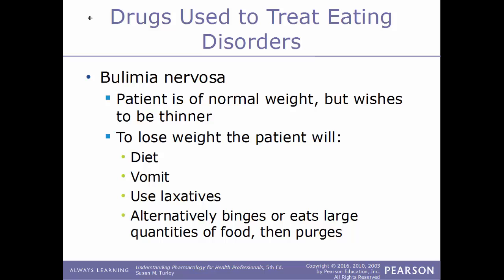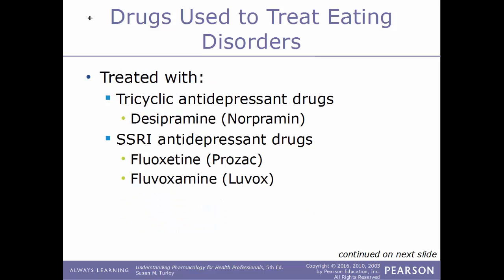So the body cannot absorb or get any real use of the food that they just ate. Now, bulimia nervosa can be treated with a number of different categories of drugs. They can be treated with tricyclic antidepressants, such as desipramine, also known by its trade name Norpramin. It can be treated with SSRIs, like Prozac or Luvox.